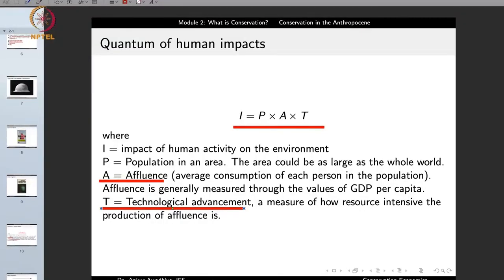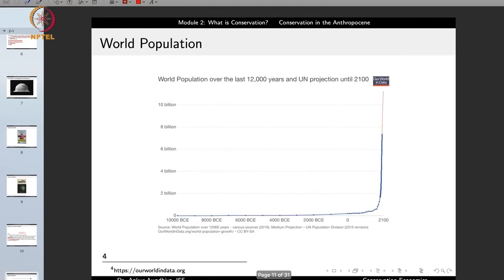But in most of the cases, what we have seen so far is that with more and more technology, we are also increasing the impacts because of the need for more and more materials, and because of an enhanced efficiency of the processing of these resources. So I is equal to P into A into T. Now let us observe how P, A and T have been changing through time.